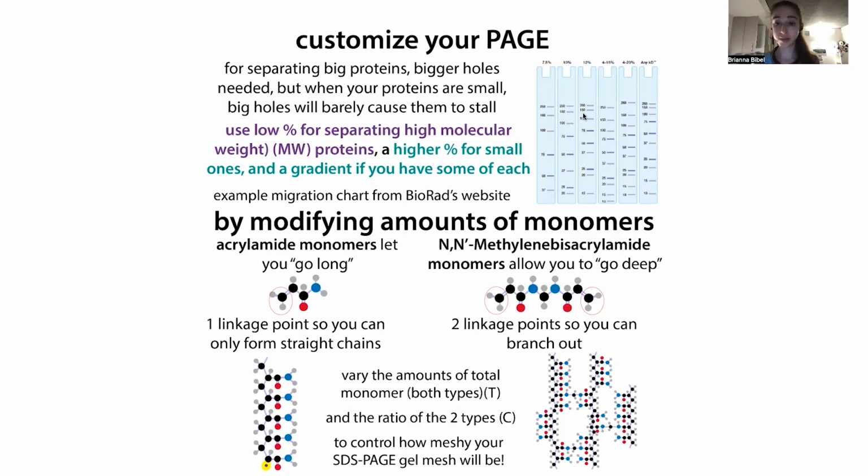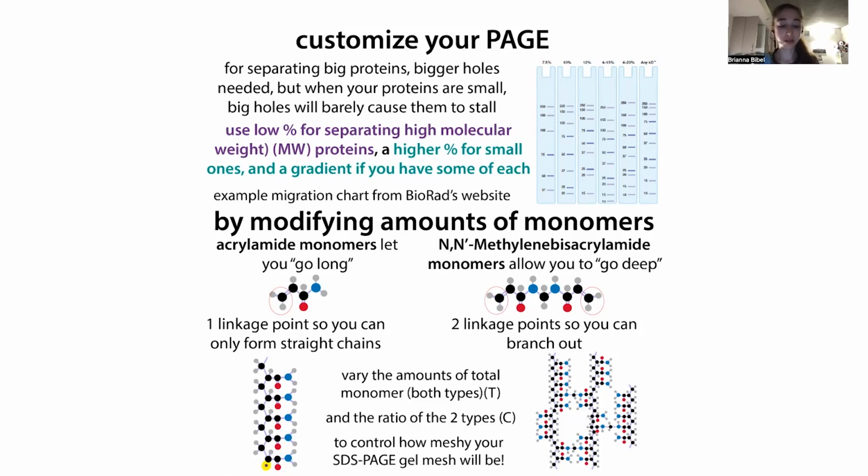If you only have a single protein that you're interested in, then this is easier. If you have a range of proteins that you're interested in, you often need some sort of gradient gel, but it can be harder to optimize for the protein that you're interested in.